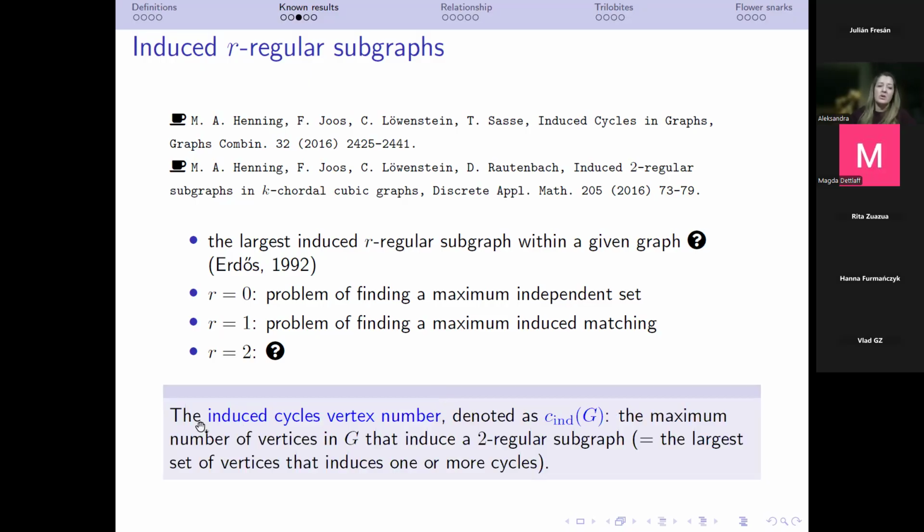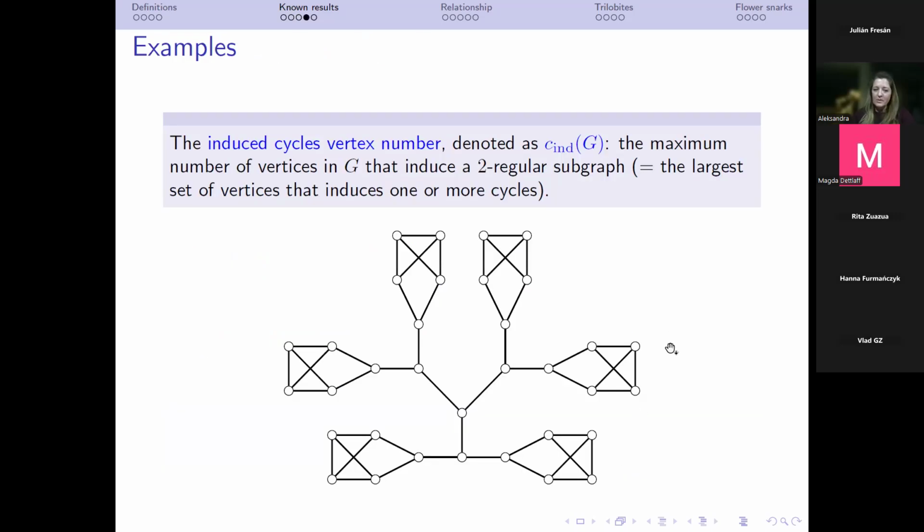Okay, so in this first paper, they introduced the notion of the induced cycles vertex number, which is denoted as CIND, which is defined as the maximum number of vertices in G that induce a 2-regular subgraph. So I can say equivalently that we are interested in the cardinality of the largest set of vertices that induces 1 or more cycles. So we can take a look at this example.